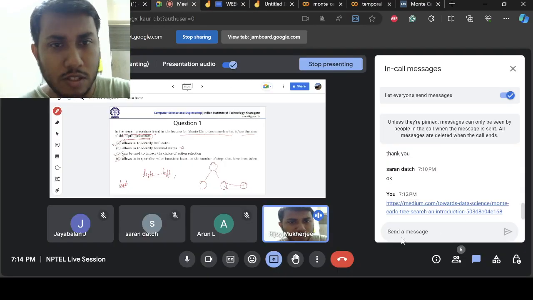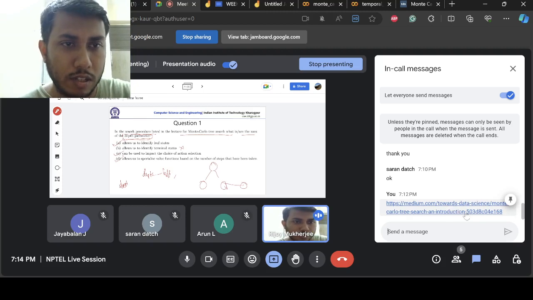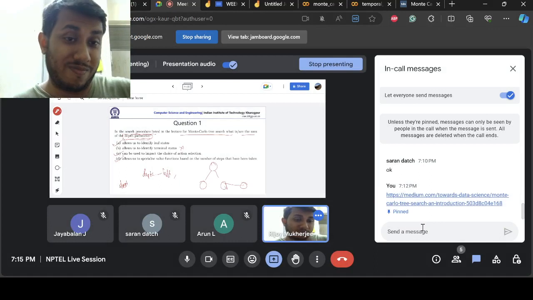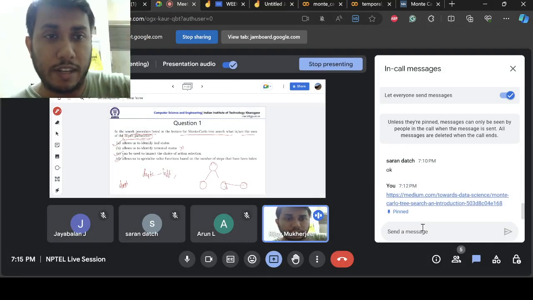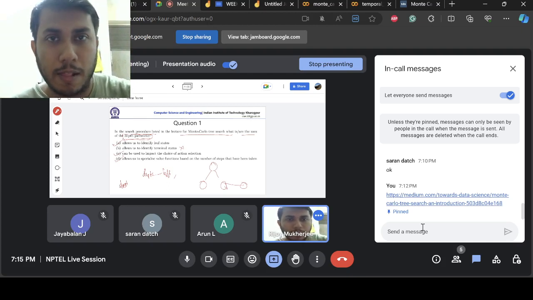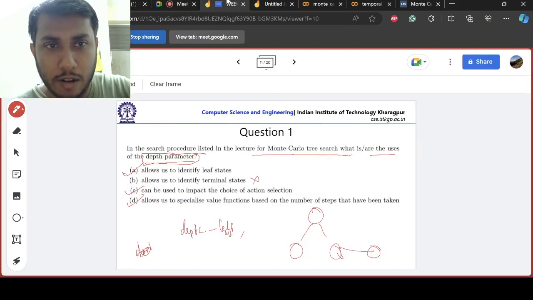So I will suggest you read this article or Medium post on Monte Carlo search tree. Okay, let's go to the next one.